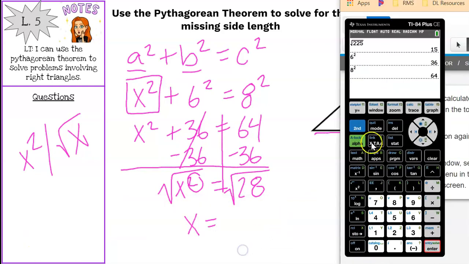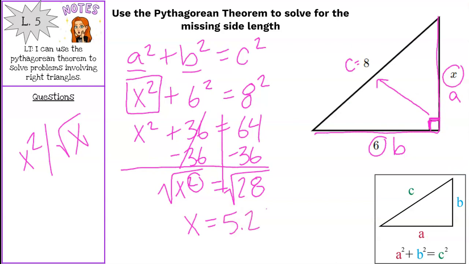So we can use our calculator. Square root, hit the blue button, the x squared button, and then type in 28. And we get a decimal, so we can round that to the nearest hundredth. So we have 5.29. And that would be the length of our missing side.